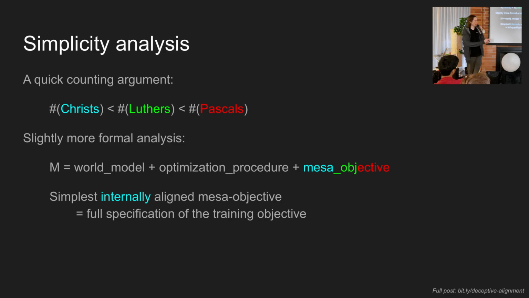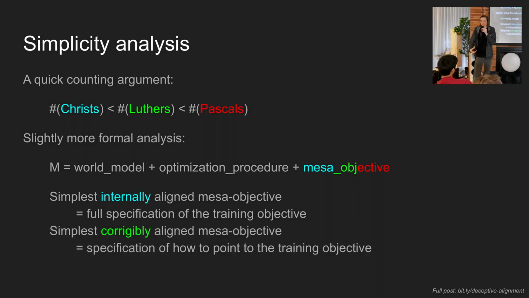And then the second thing we're going to look at here is, for each individual model, what is the simplest model in each class, and how do those simplest models compare? To do that, if we're imagining they have the same world model and the same optimization procedure, then the simplest model in each class is just a question of what is the simplest Mesa objective in each different class. In the internally aligned case, the simplest Mesa objective is going to be a full specification of whatever it is we're trying to get it to do. The complexity of that depends on how complex the thing we're actually trying to get it to do is. But if we're trying to get it to do something really complex, then this is going to be really complex.